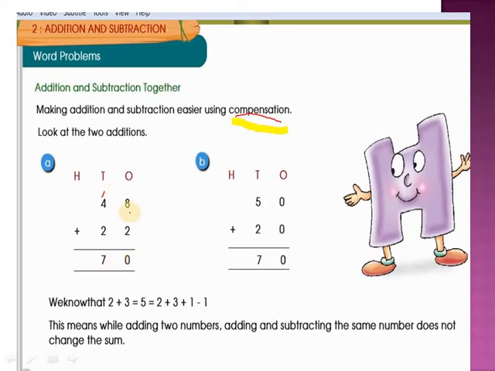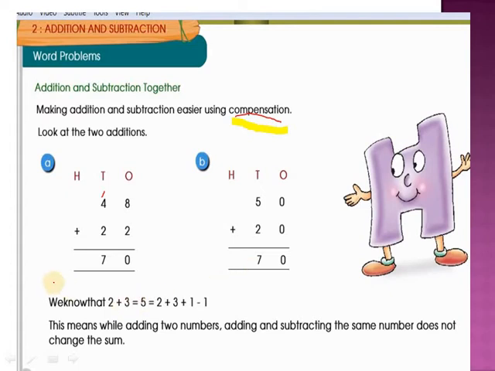So then 48, if we add 2 to this one, what will it become? 50. Yes, no? And here 22, we have to subtract 2 from this one. So it will become what? 20. We have to add 2, subtract 2 while adding. Okay, 48 plus 2 is 50, 22 minus 2 is 20. So when we add 0 plus 0 is 0, 5 plus 2 is 7.